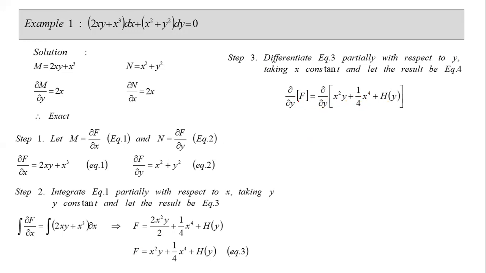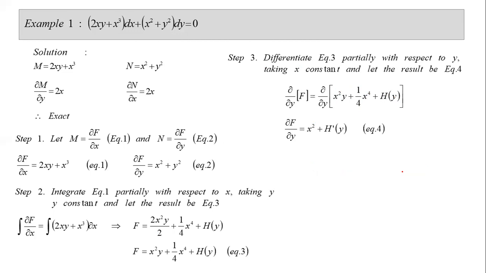So you know that the partial derivative of f with respect to y equals, since we are differentiating with respect to y, we are going to treat x constant. So you just copy x squared, and then you differentiate y, and that is 1, plus, since there's no y in the next term, the derivative of 1/4 x to the 4 is 0, plus the derivative of h(y) in terms of y is h prime of y. So we have the partial derivative of f with respect to y is x squared plus h prime of y.